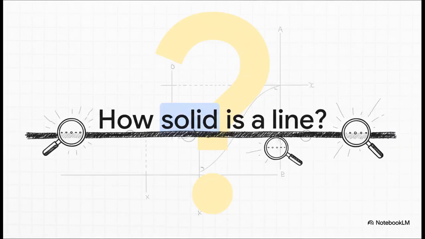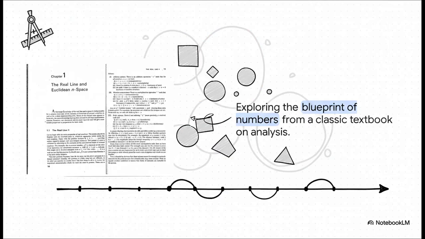Okay, think about this for a second. What's the simplest thing you can possibly draw? A line, right? It just seems solid, continuous, no breaks. But is it really? I mean, how can we be absolutely sure there aren't these tiny, microscopic, invisible holes just hiding out between the numbers? Well, to find out for sure, we've got to go straight to the source.